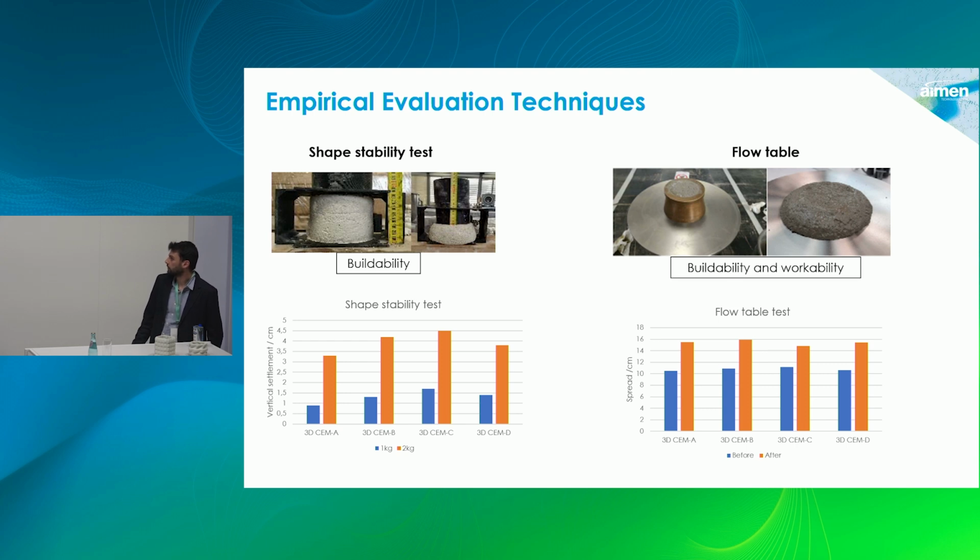And the other test, the final empirical technique, is the flow table. This is a well-known technique with casting cements used to assess the workability, but we have to adapt it to 3D printing. In this test, you apply 15 shocks to a sample and measure the spread before and after the shocks, and it gives you a very precise idea if you have a printable material or not.